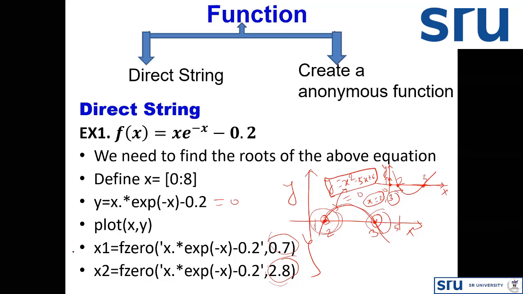After that, you just have to find the root of this function. Pass the function as a string along with the initial guess value, x0. Got my point? So this is one method, the direct string method.